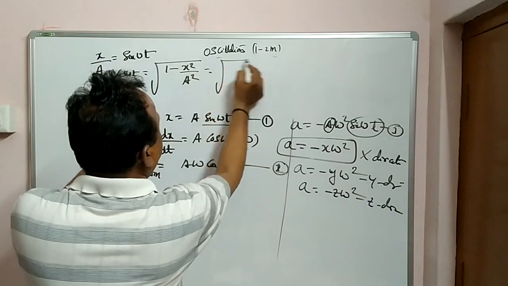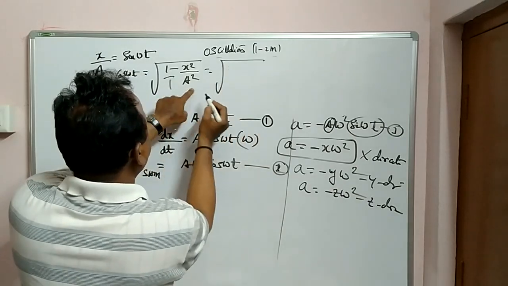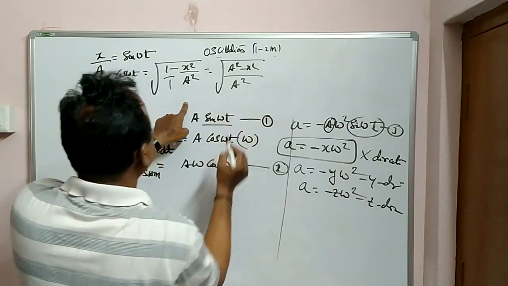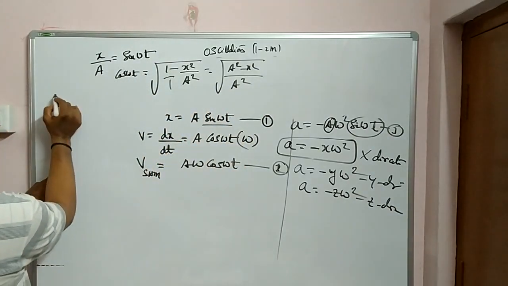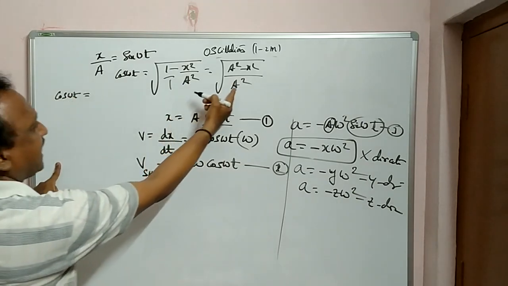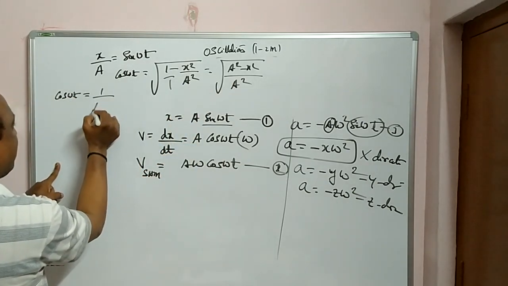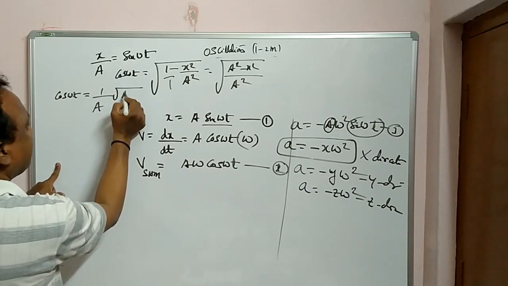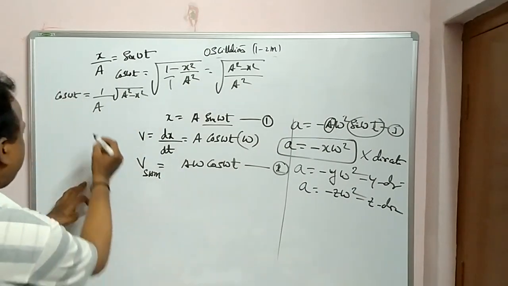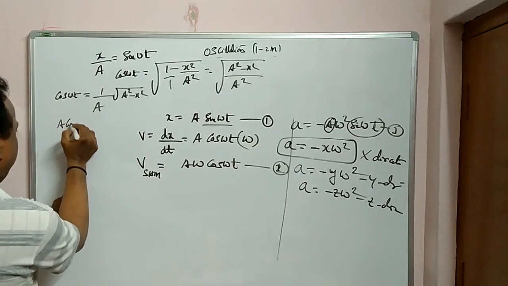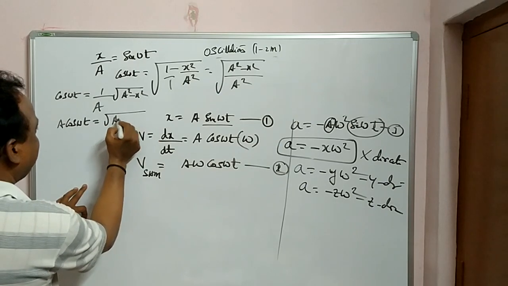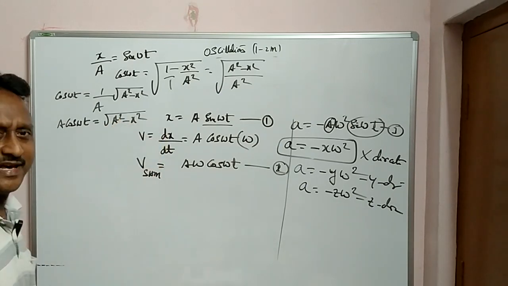That is equal to root over LCM తీసుకోండి a square. So పైన a square minus x square by a square. So finally ఎంత అవుతుంది? Cos omega t is equal to a square నుంచి రూట్ తీసేయండి బయటికి 1 by a. ఇదేమో లోపలికి a square minus x square. Clear? Now this formula goes like this. A cos omega t is equal to root over a square minus x square.